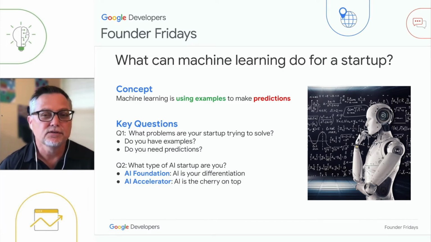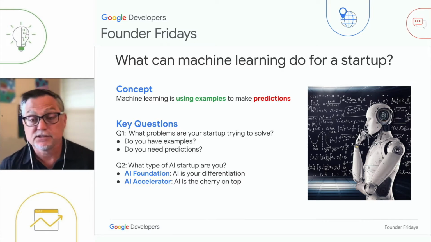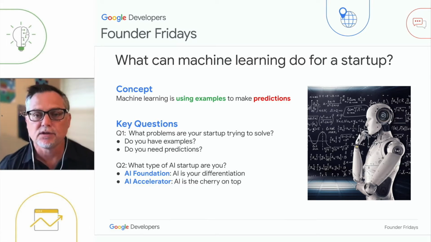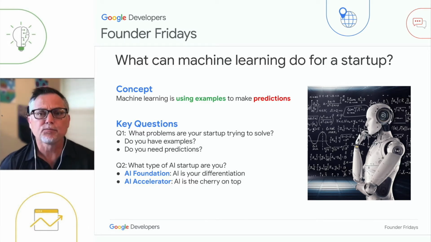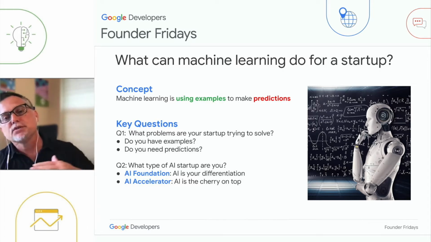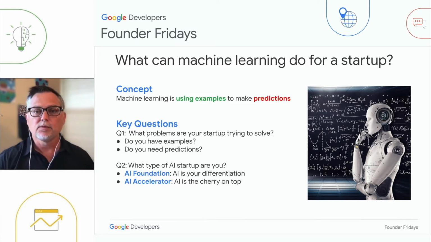So what can machine learning do for a startup? I wanted to start with something very simple here. The basic concept is machine learning is using examples to make predictions. So using examples, or what we might call just simply data, to make predictions or to derive insights. And the key questions you have to answer, and this is really machine learning 101, are what problems is your startup trying to solve? And do you have examples? Do you have data? Do you have images, or do you have conversations that build up that infrastructure of examples so that you can make predictions about what might happen and about what the right decisions to make are? So really that's the basic question.